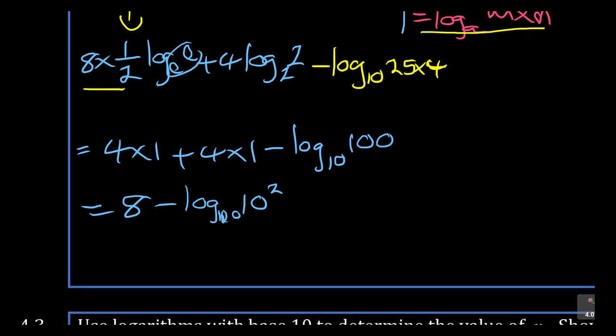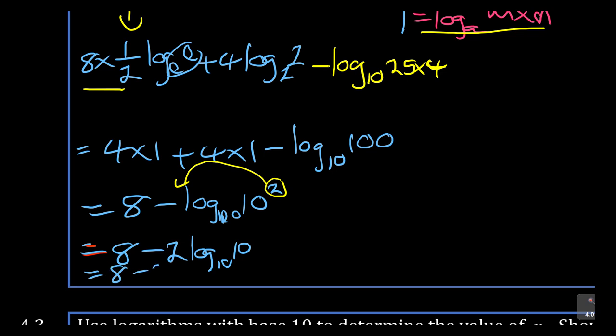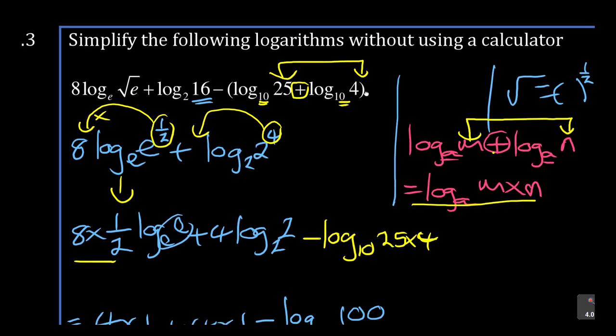You understand? Why? Because remember they say don't use a calculator. I need to take this 2 and drop it down here so that I will have now equal to here. 8 minus 2 log 10 of 10. That becomes a what? Simple, a 1. So the answer there is 8 minus 2. And 8 minus 2 is what? Is 6.